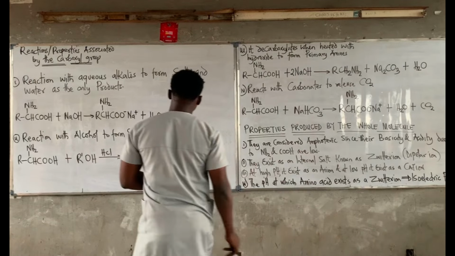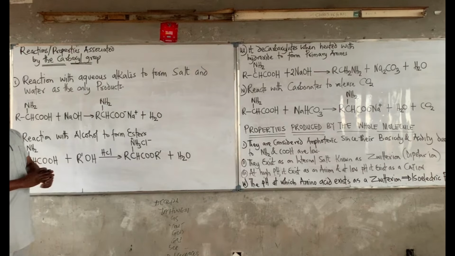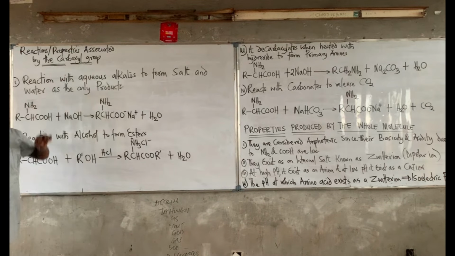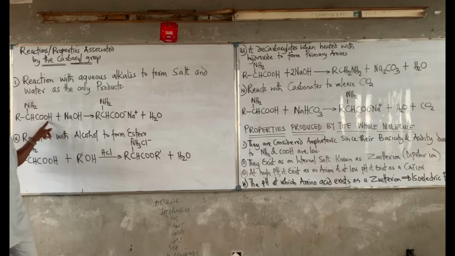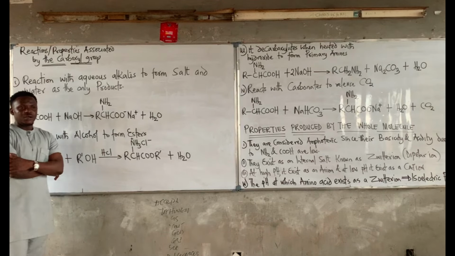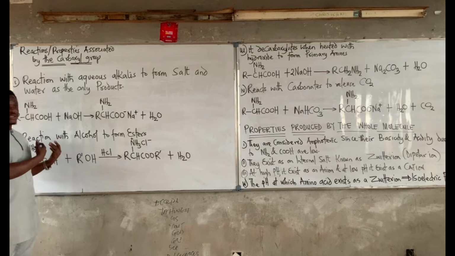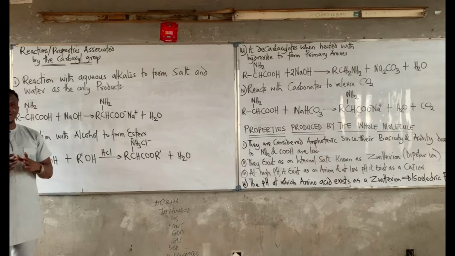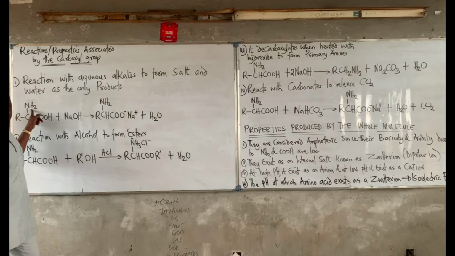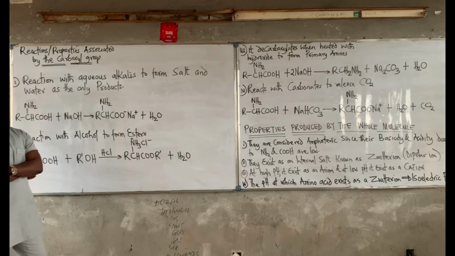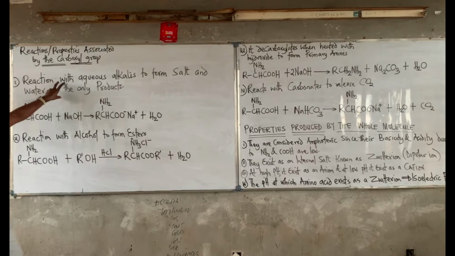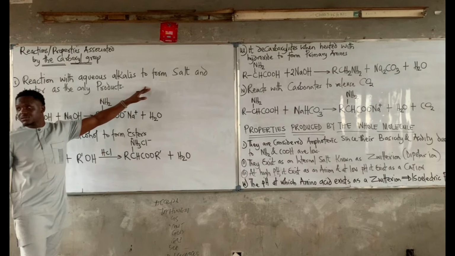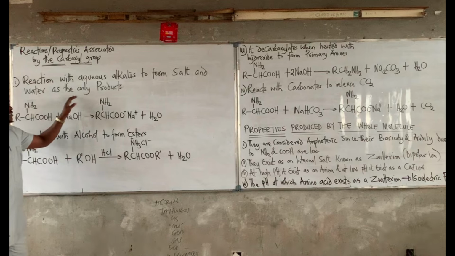All right, so now let's quickly look at the reactions or properties of amino acids that can be associated with the carboxyl group. Remember the previous topic, we treated reactions of amino acids associated with the amino group. So we want to look at the reactions associated with the carboxyl group. Now, look at the first one: reaction with aqueous alkalis to form salts and water as the only product.